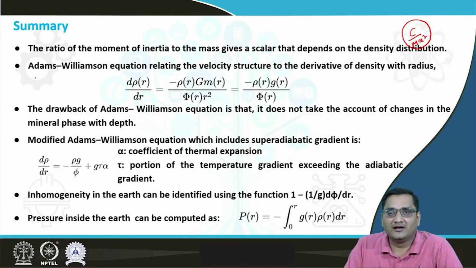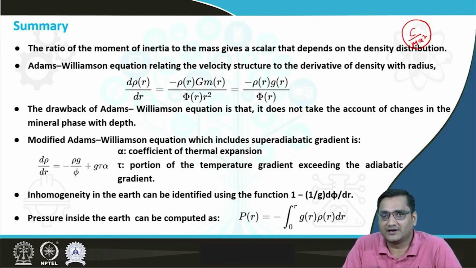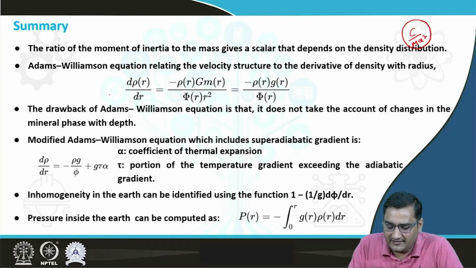This equation relates the velocity structure to the derivative of density with radius, and it goes like this: dρ(r)/dr = −ρ(r) g(r) m(r) / (φ r²) = −ρ(r) g(r) / φ(r).